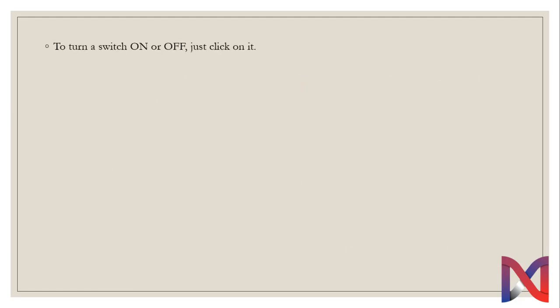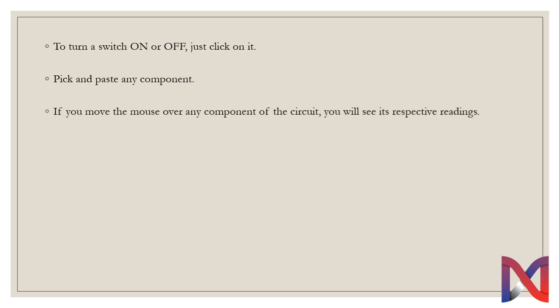In case you are using a switch, then switching it on or off is a mere click over the switch. Placing a component is very easy in this simulator. You just need to pick any component, click and drag it, and then place it. Moving the mouse cursor over any component in the circuit will show its respective readings.